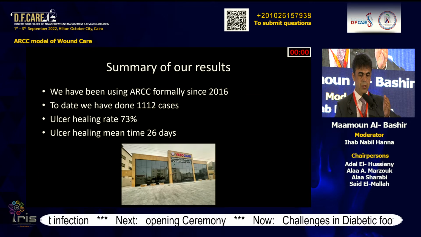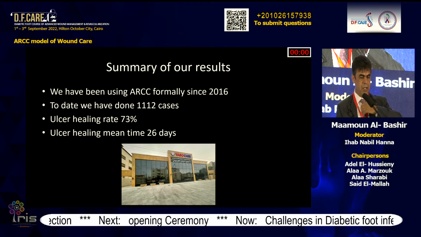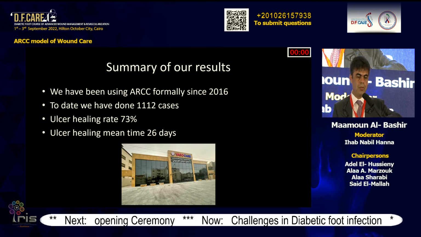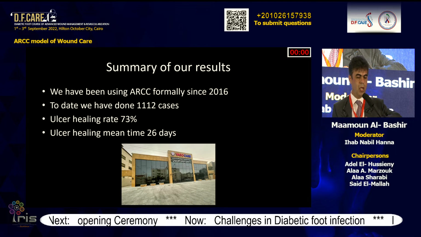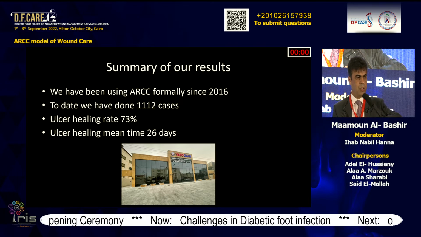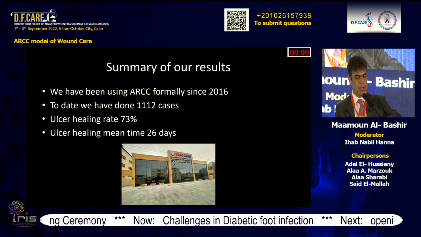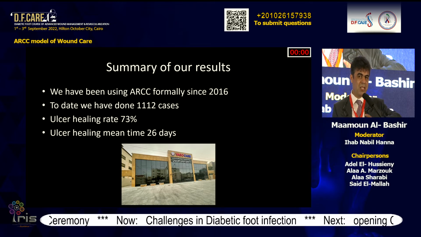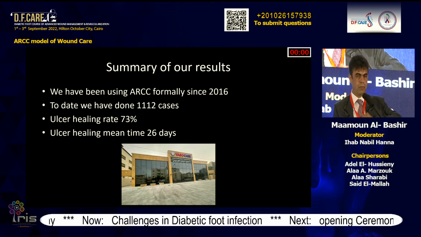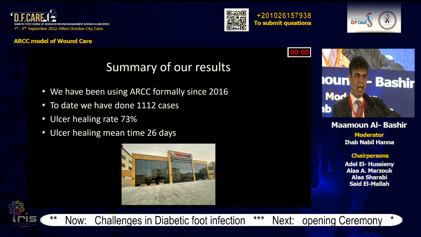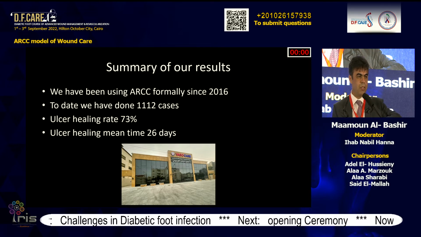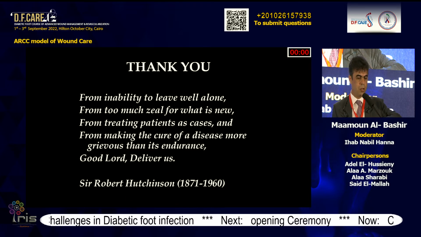But I'll share with you a last slide of a brief summary of our results. We've been using the ARCC in our center, this is our center in Amman, since 2016. To date, we've done 1,112 complex wounds. These are complex wounds, not the usual simple wounds. And we have an ulcer healing rate of 73% with bias against us, because 15% of our patients are untraceable afterwards. A lot of them come to us from abroad, and we count these as non-healed. Ulcer healing mean time is about 26 days for those that we have the data on. Thank you very much.